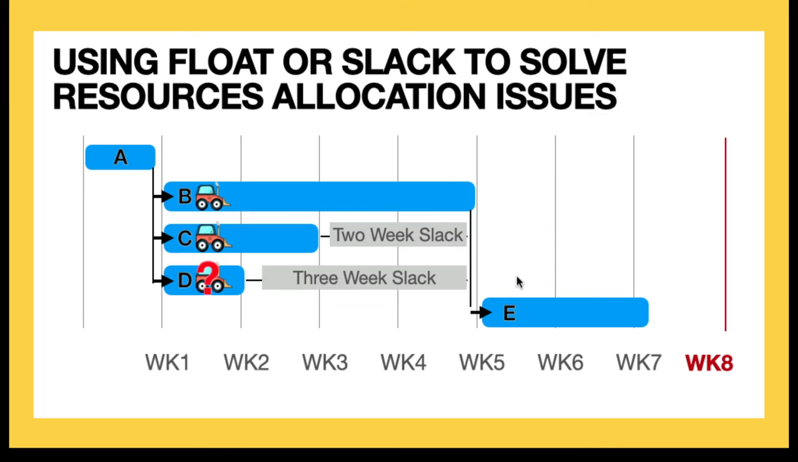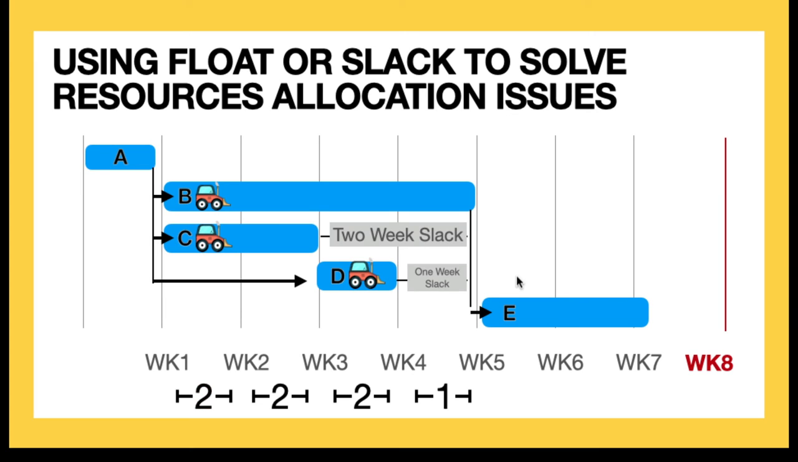So if we look at the number of resources that are required during each week, we once again see that during that second week of work, we're going to have a problem. We have a resource allocation problem. We need those three earth movers. The second week, we need two earth movers. And the third and the fourth week, we just need one earth mover.